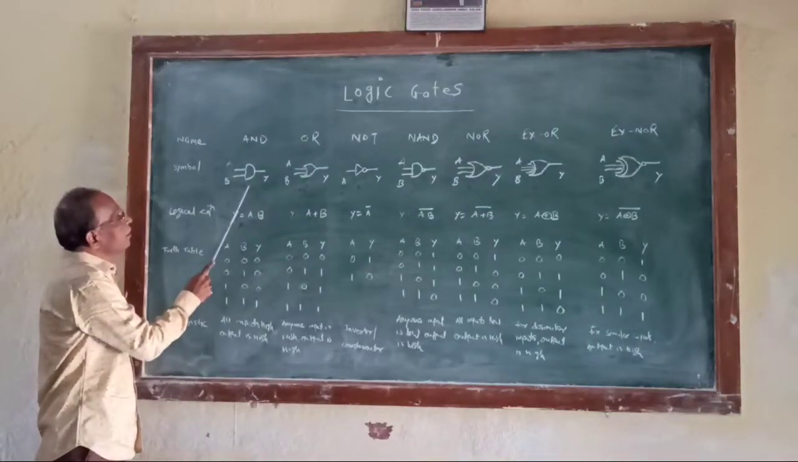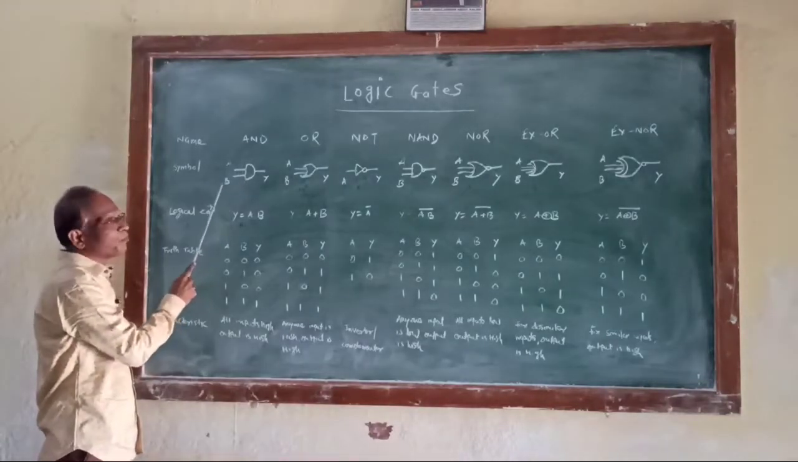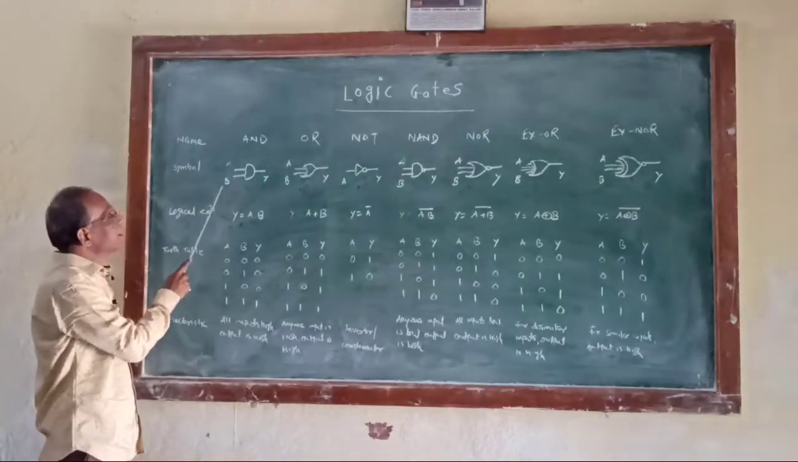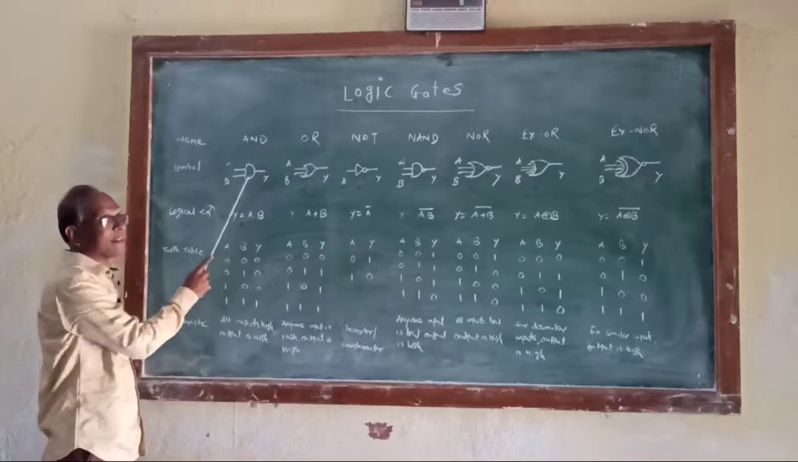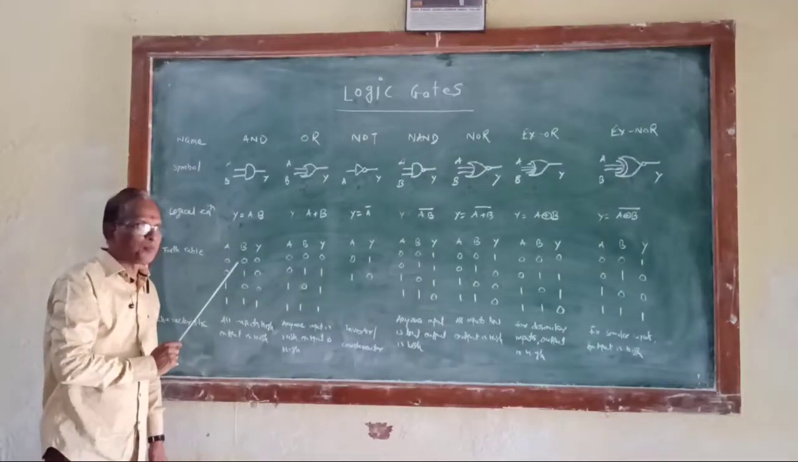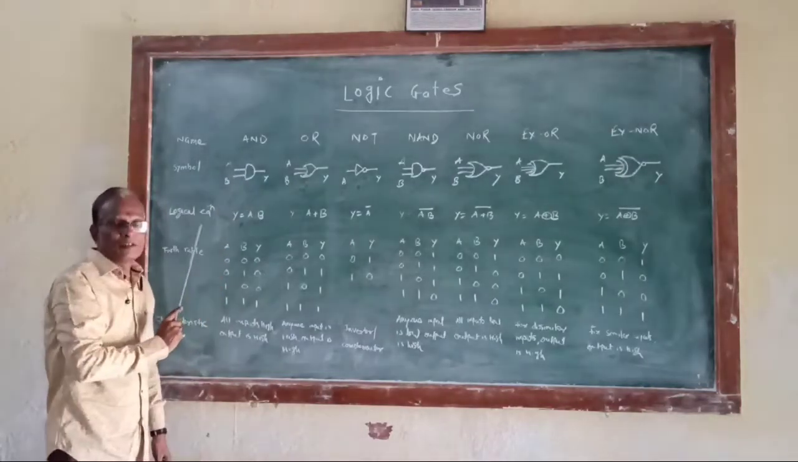To the left of this vertical line and half circle, there are 2 lines denoted by A and B. These are the inputs for this logic gate, whereas Y, the single line, is the output of this AND gate. So, this is the symbol of the AND gate.